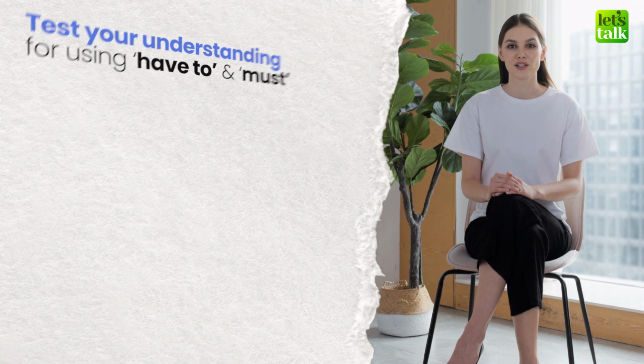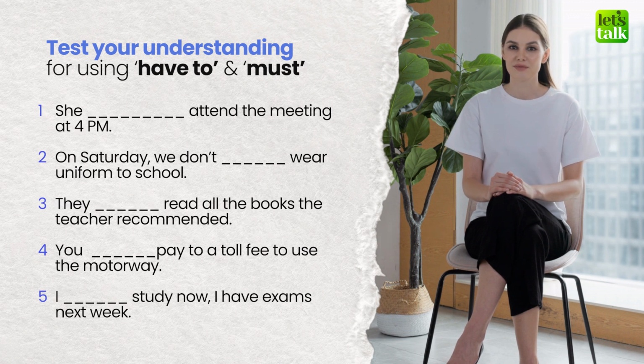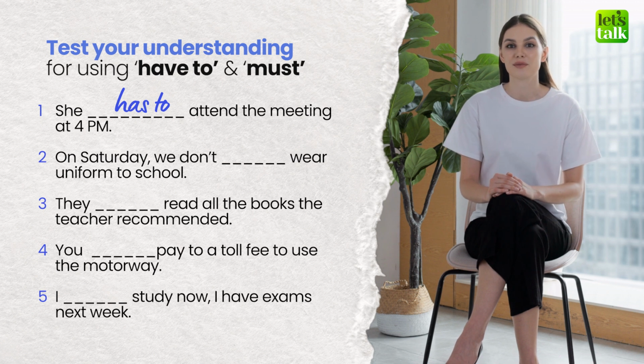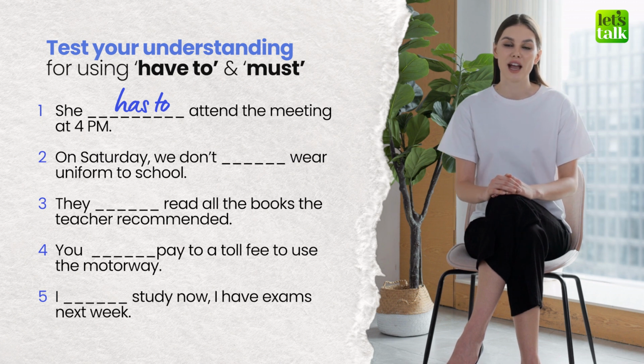Here's a quick test to test your understanding of this English lesson. What will you use in the following sentences, must or have to? Also, you need to use the correct form of have with different subjects. Let's solve the first one together. She dash attend the meeting at 4 p.m. The correct answer is has to. She has to attend the meeting at 4 p.m. It's an external obligation, her duty towards the company. Did you notice I used has? The verb form will change with the subject, so remember to use the correct verb form.